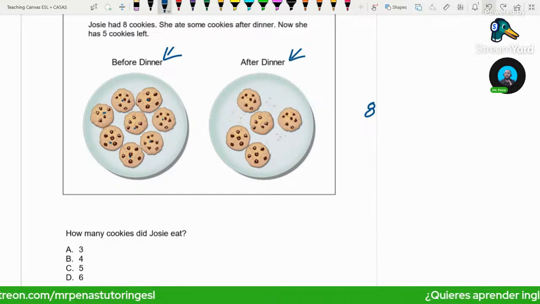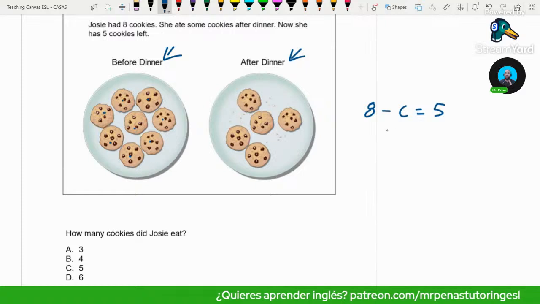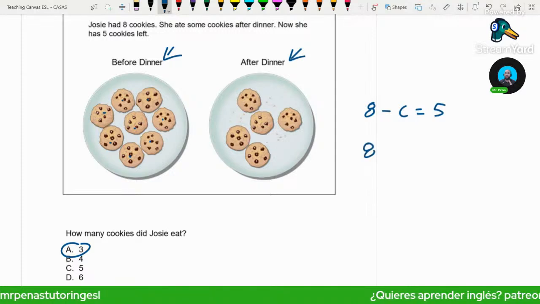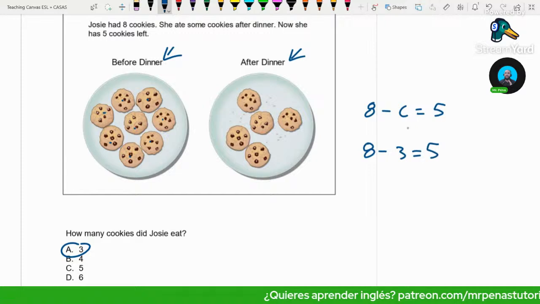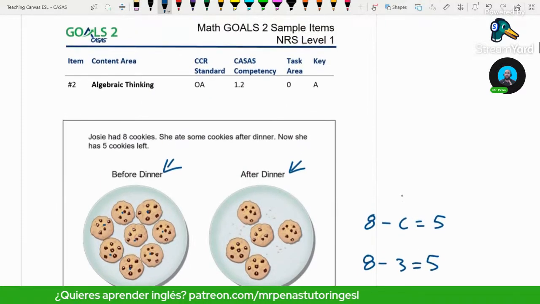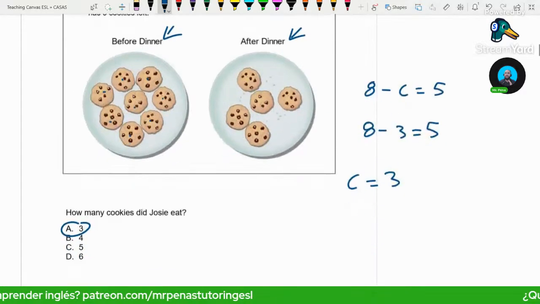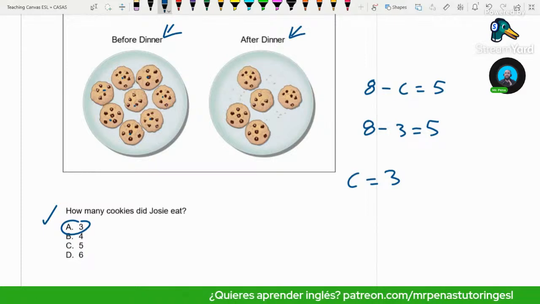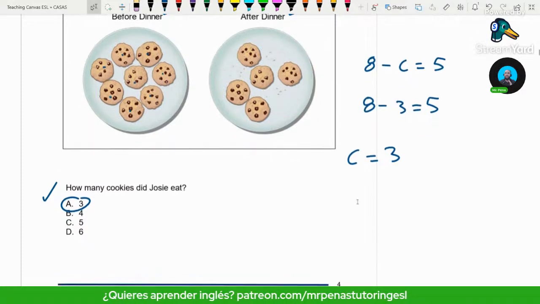So let's just say C is the number of cookies. Now we have 5. What are we actually taking away? She ate 3 cookies. Okay. Because 8 minus 3 gives us 5. So 3 cookies. And the key says 8 cookies, 3 cookies. So that is correct. Perfect.